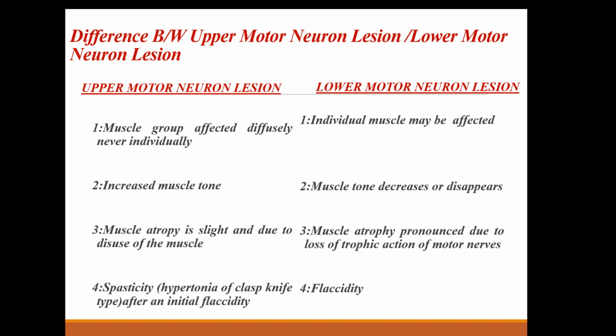In upper motor neuron lesion, there is increased muscle tone, whereas muscle tone decreases or disappears in lower motor neuron lesion. Muscle atrophy is slight and due to disuse of the muscle in upper motor neuron lesion, whereas muscle atrophy is quite high in lower motor neuron lesion. The spasticity, the tonicity, is quite high in upper motor neuron lesion, and in lower motor neuron lesion there is no hypertonic condition, rather the muscles are flaccid.